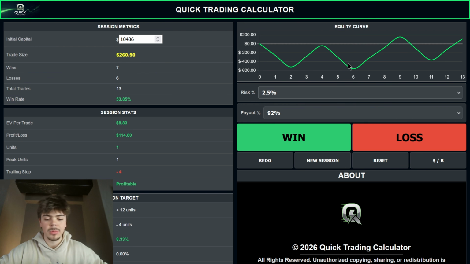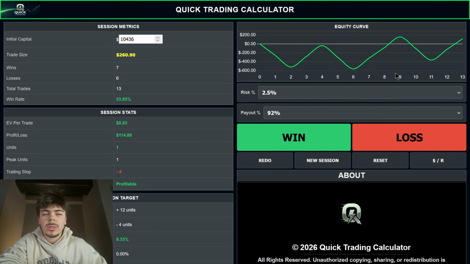Like there will be times when you absolutely smash your take profit. There will be times when you absolutely smash your stop loss, unfortunately. But there will also be times when you're sitting in the middle and your equity curve, your profit and loss, is just going up and down. So if this persists for a little bit longer, I will end the session. And that's the discipline that you need as a trader. Ideally, you want to end your session in somewhat of a profit.